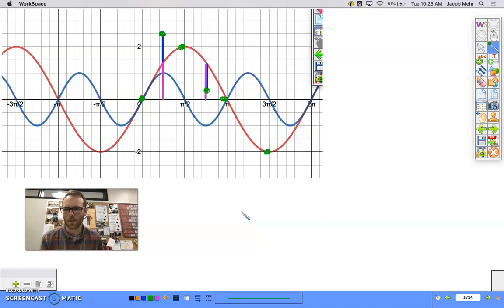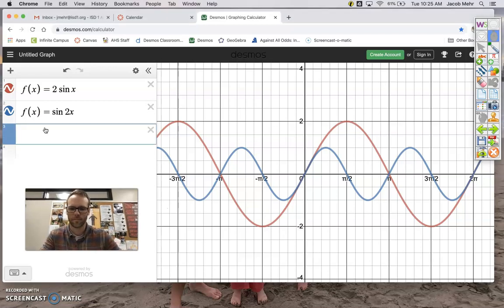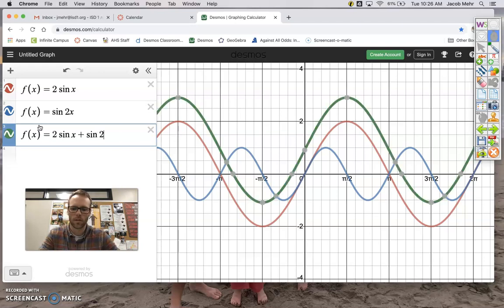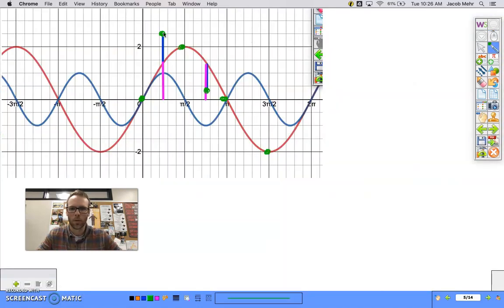This is really interesting. Let's go back to Desmos. Let's add them together. All right, 2 sine of x plus the sine of 2x. And look at that cool looking graph. Okay, that's kind of matching up with what we saw. I didn't have it drawn in here, but it kind of comes up here. Yeah, I think I missed that just a little bit.